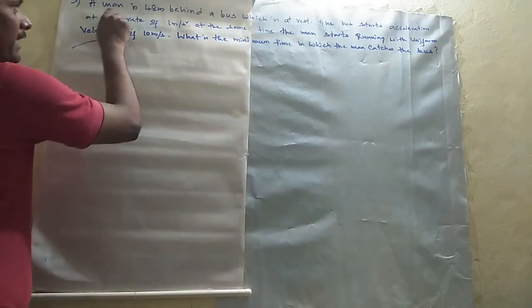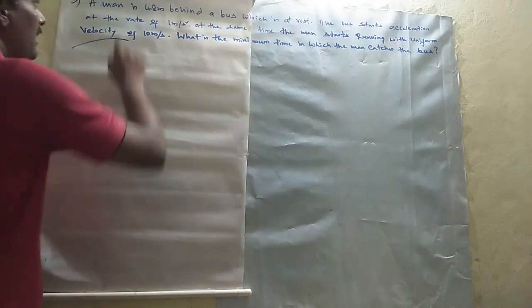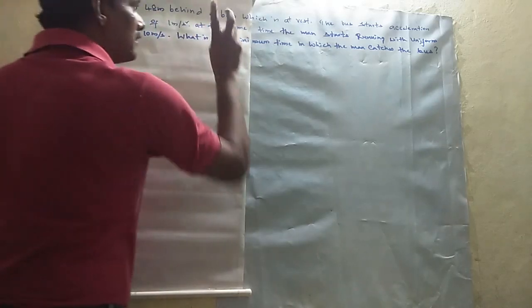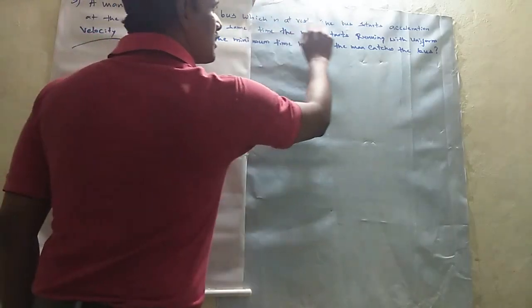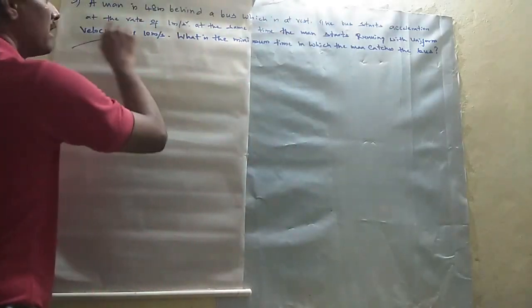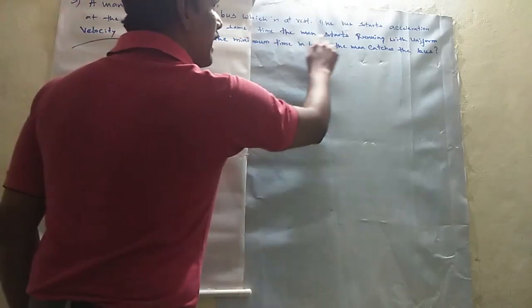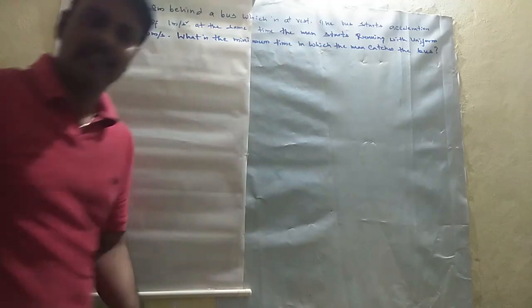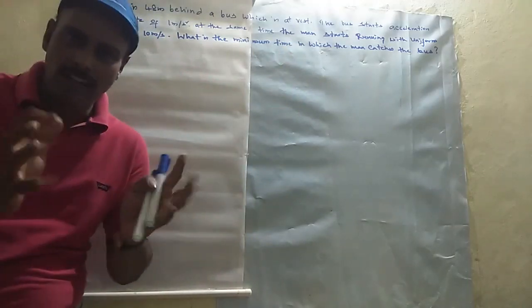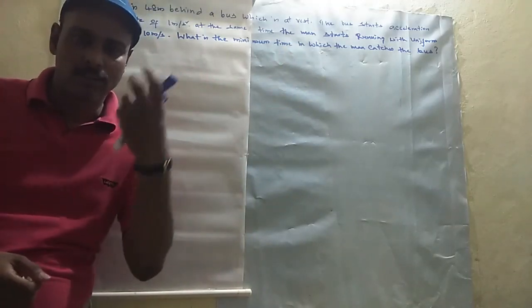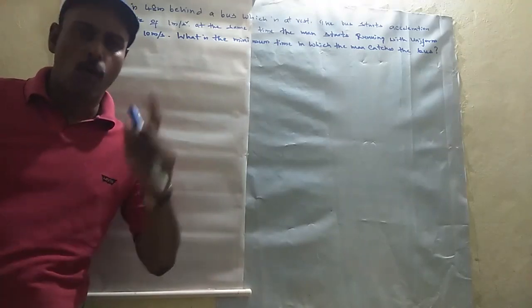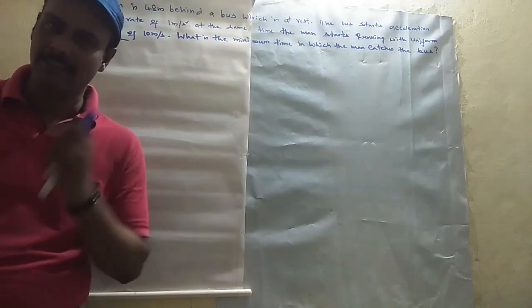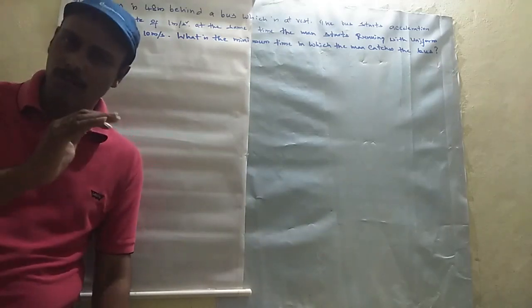In this one, a man, so one man is there. He is 48 meters behind a bus. So one man and a bus, two objects are there. The bus starts accelerating at the rate given. At the same time, the man starts running with the uniform velocity given. What is the minimum time? Totally two different objects are there, a man and a bus, and both are moving.